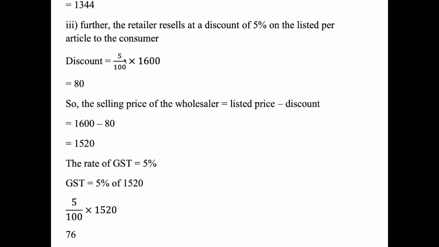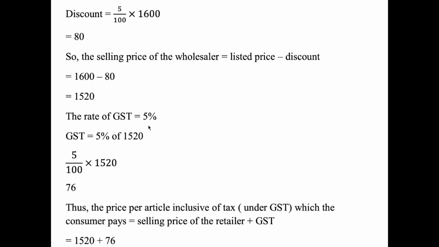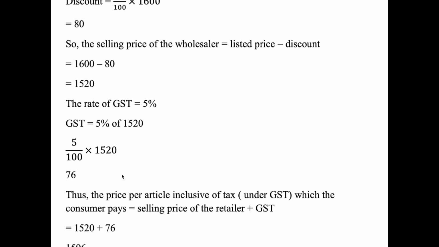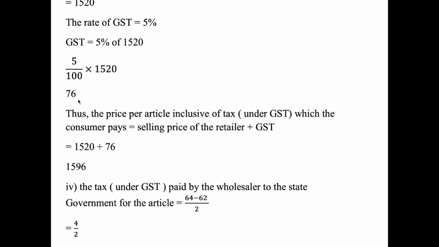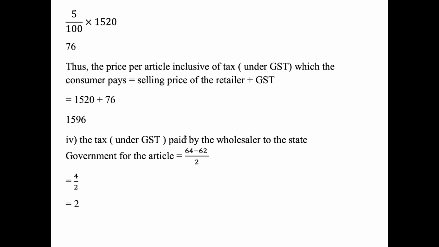Further, the retailer resells at a discount of 5% on the listed price per article to the consumer. If it is 5% discount, that is 1600 into 5%, that comes to 80. So selling price of the retailer, that is 1600 minus 80, is equal to 1520. Now apply GST 5%. So 5% of that 1520 comes to 76. Thus the price per article inclusive of tax under GST which the consumer pays is 1520 plus 76, that comes to 1596.